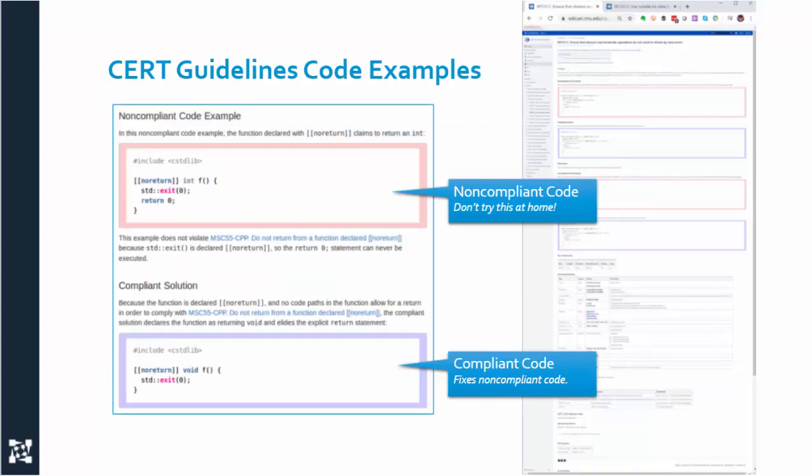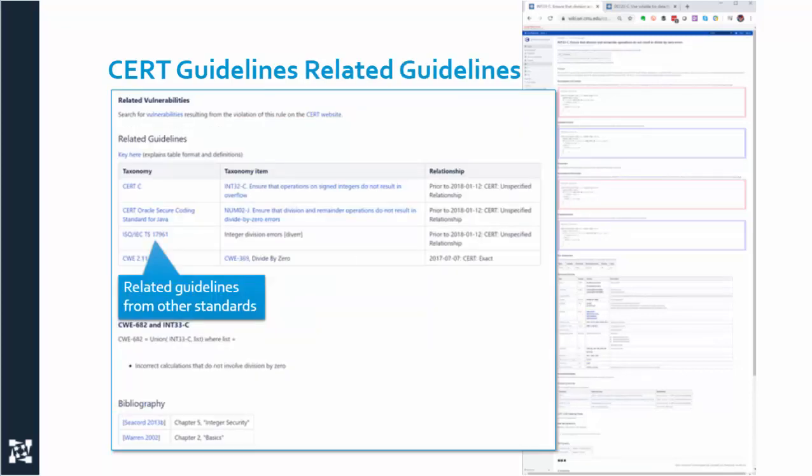One is the non-compliant code. This is the bad code. This is how you don't want your code to look. This is the anti-pattern. And then we get compliant code that won't have the problem. So it's great. You can see what both things look like. We also get other guidelines that are related to this. And this is interesting because, again, there are lots of standards out there, the BAR, the High Integrity C, the CWE, CERT, MISRA, etc.